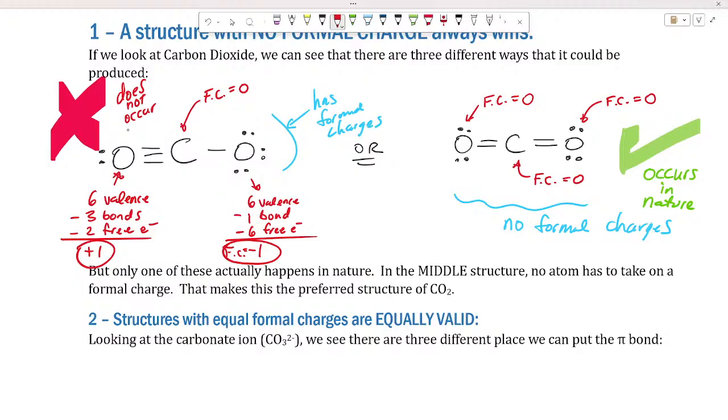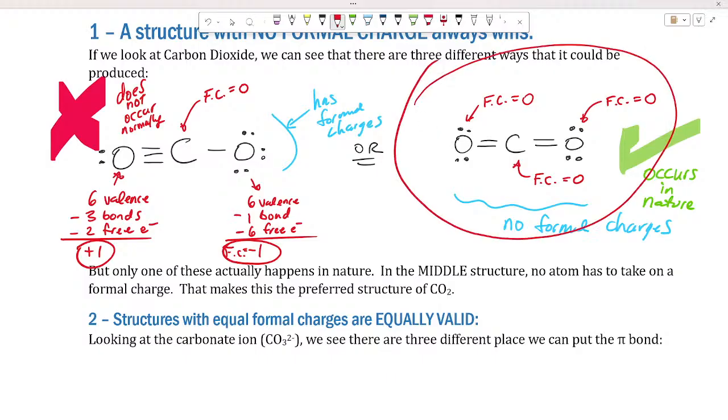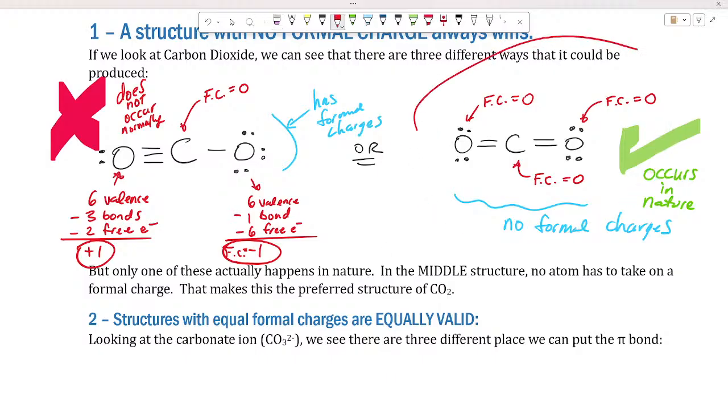So it doesn't occur normally, and even that's a bit of a lie. What it doesn't do is occur often. So in 100 billion carbon dioxide molecules, one might look like that, and the other 100 billion will look like that. This is much more energetically favorable, so this is going to actually happen often. This is energetically unfavorable, so it will happen rarely.